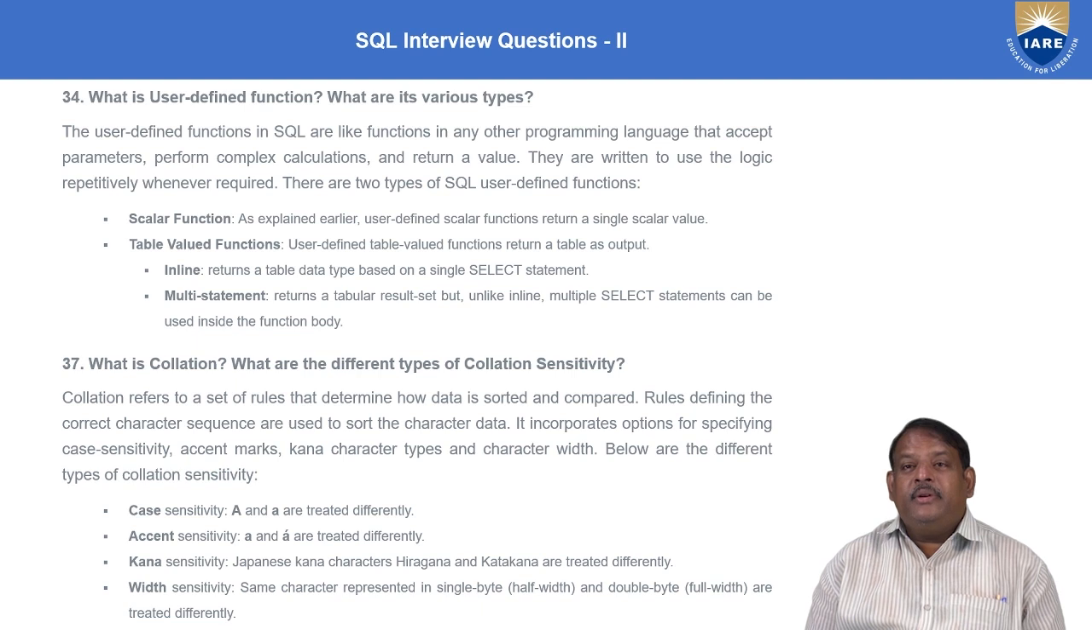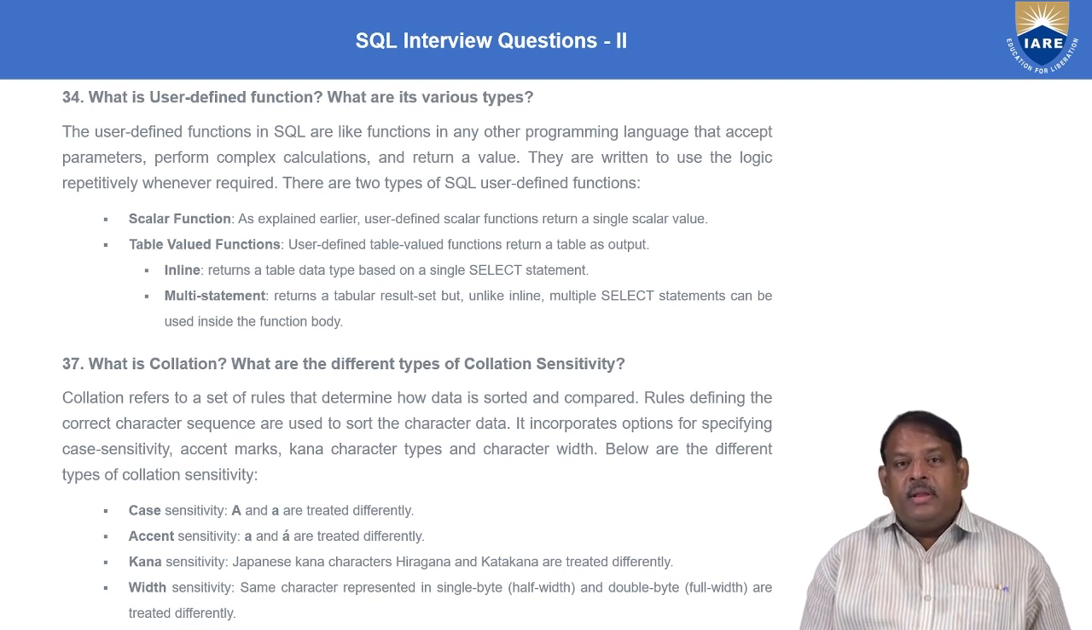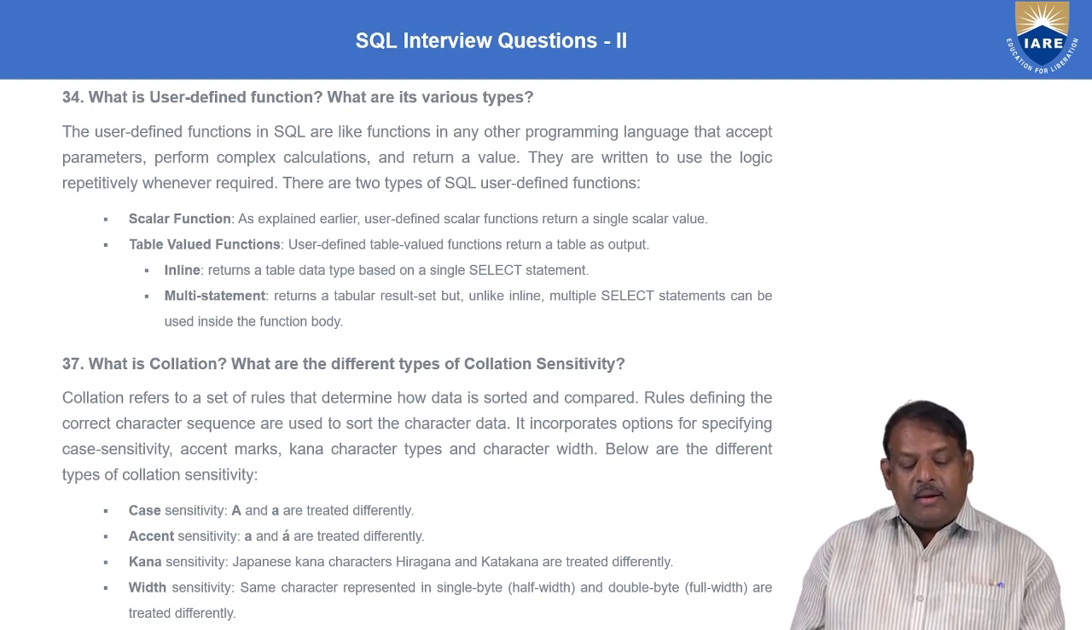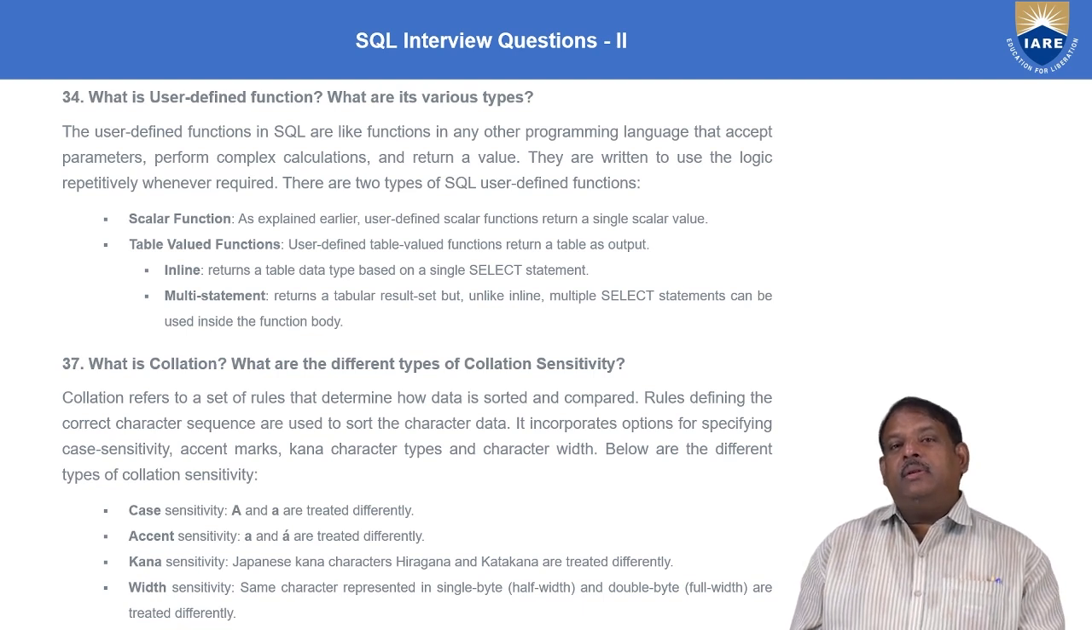It incorporates options for specifying case sensitivity, accent marks, kana character types, and character width. Following are the different types of collation sensitivity. Case sensitive means that capital A and small a are treated differently.